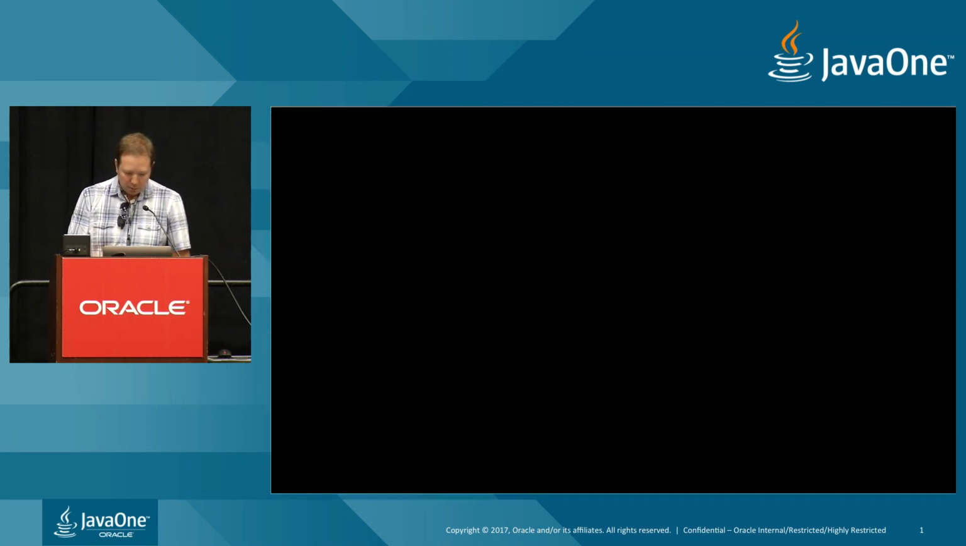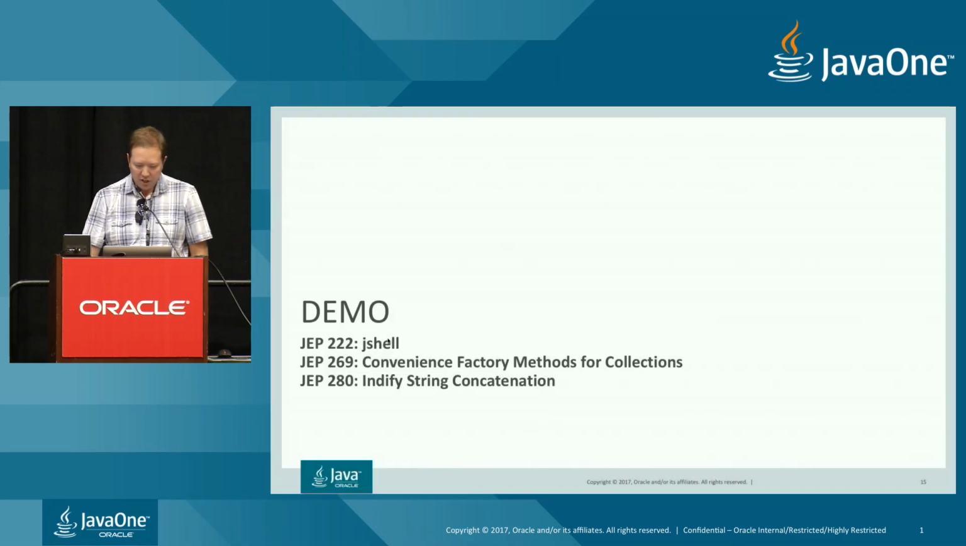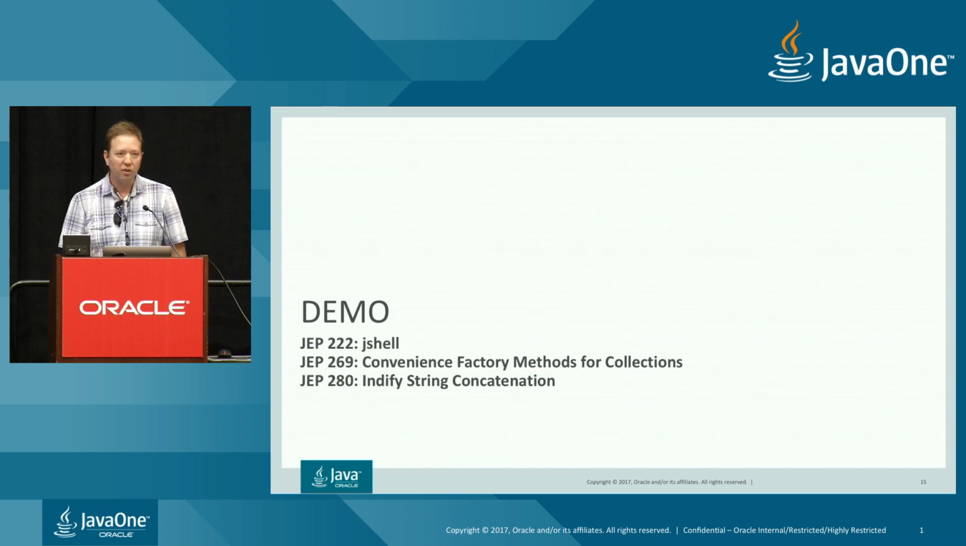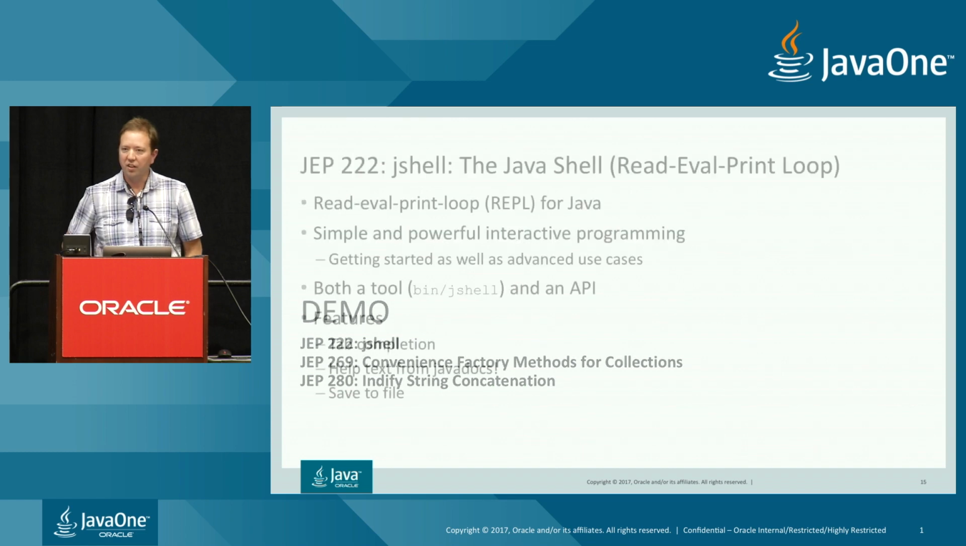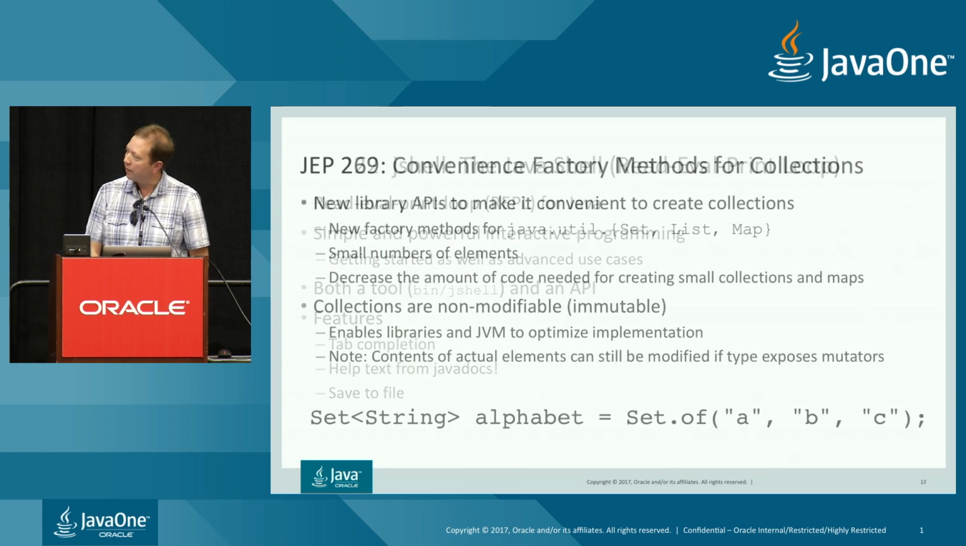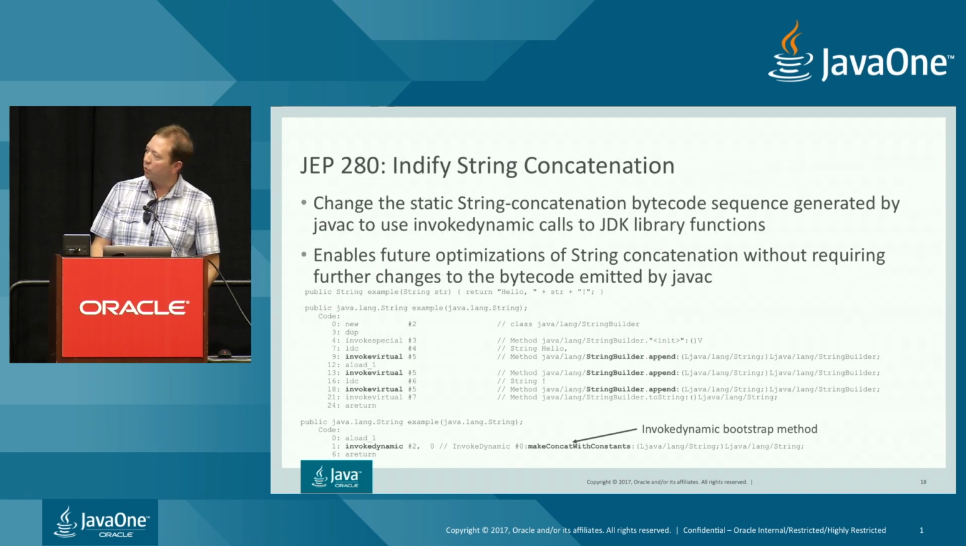So back to the presentation. I walked through JShell. I touched on convenience factory methods for collections. That was the order of the words I was looking for. And indify string concatenation, which is again the concatenation of strings. I have had backup slides in case the demo didn't work out.